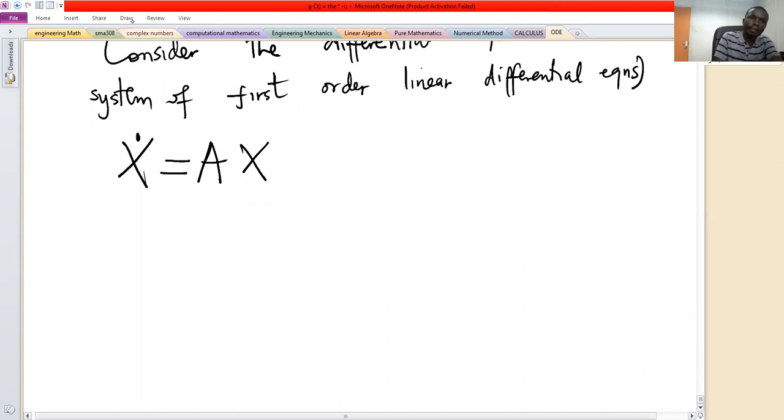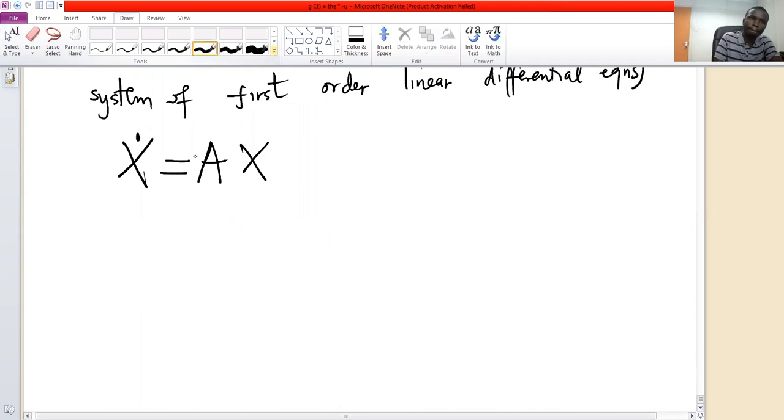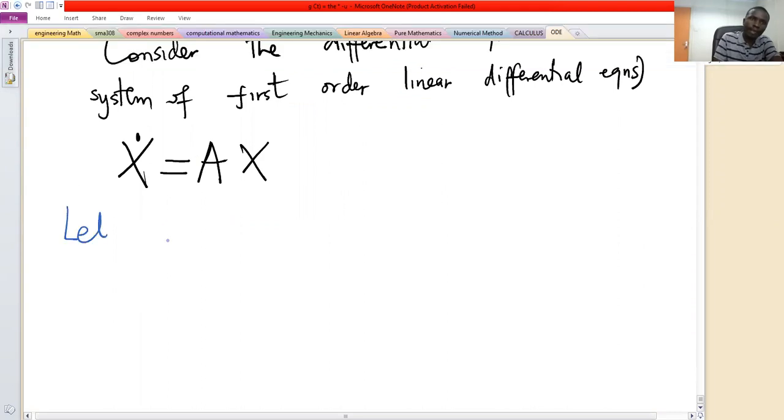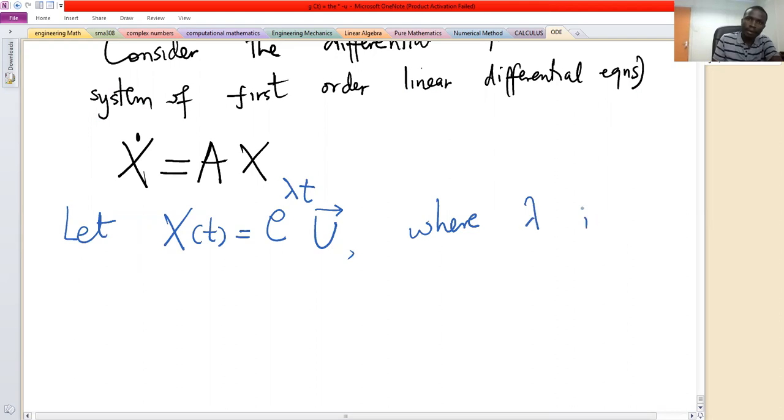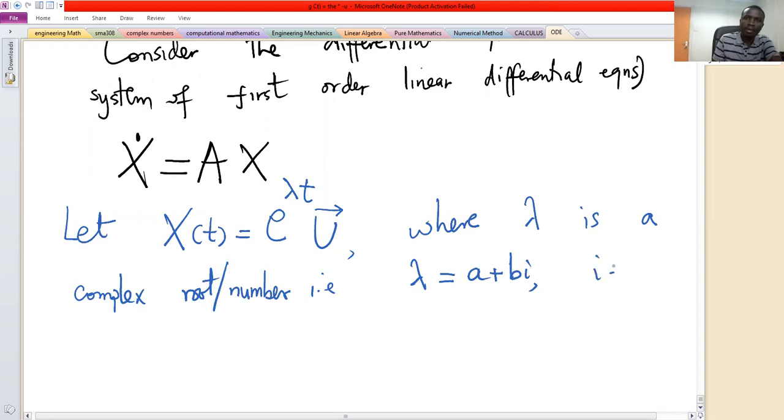Now let x of t be given by e raised to the power lambda t times vector u, where lambda is a complex root, or simply a complex number, i.e. lambda is given by a plus b i, where i is the square root of -1, the complex unity.